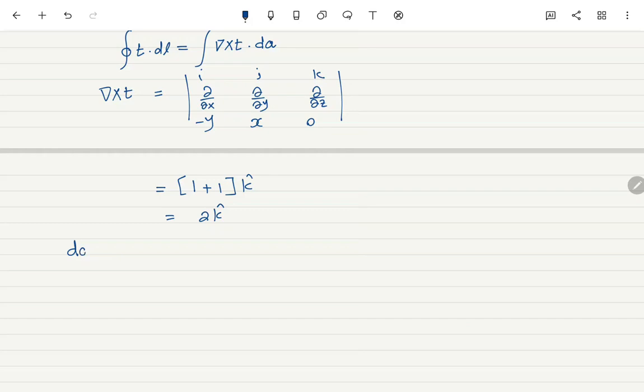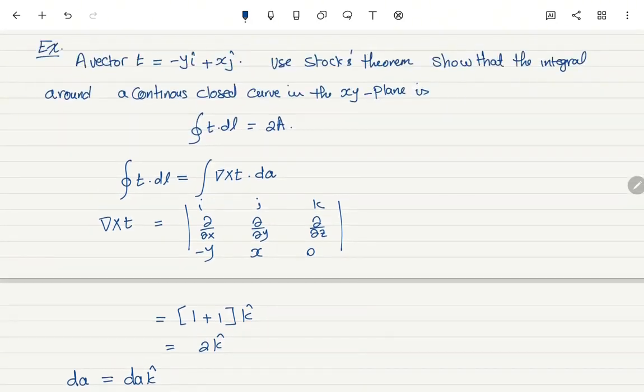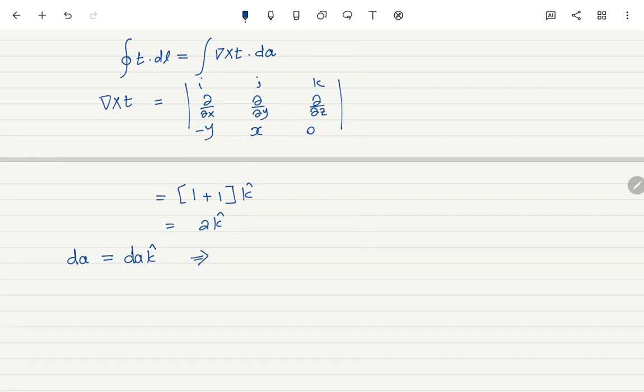Now, d area is equal to d area k hat. The area is in the xy plane, so the area vector is in the z hat or k hat direction. In this case, integration of t dot dl is equal to 2k integration dot k d area, and k dot k is just 1, so we get 2 integration d area, and the integration of d area is a. So the answer will be equal to 2a.